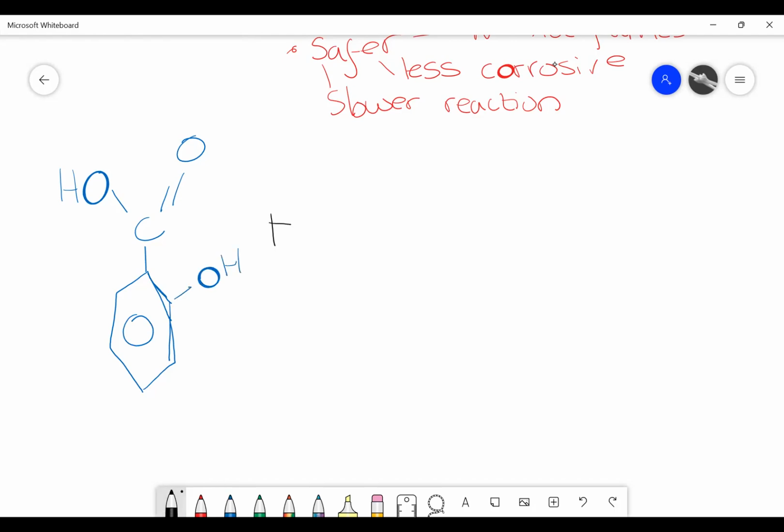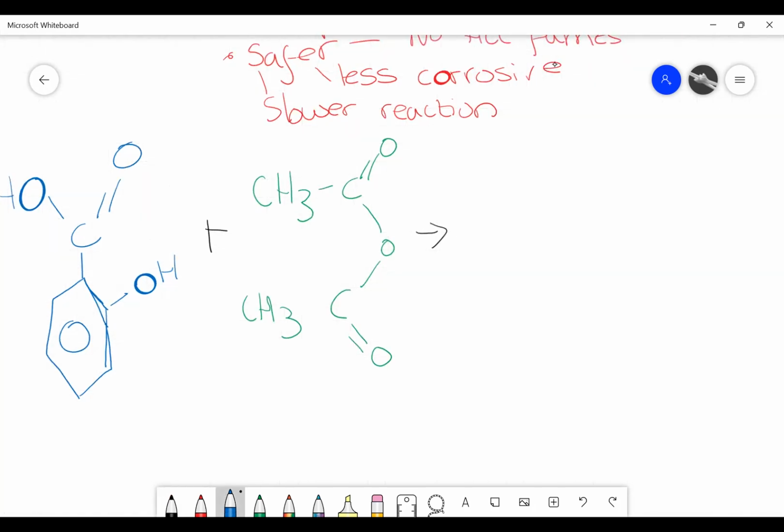And that is going to react with ethanoic anhydride. And remember, ethanoic anhydride is 2 molecules of ethanoic acid joined together. And it bonds together to form aspirin. And this is what aspirin looks like.